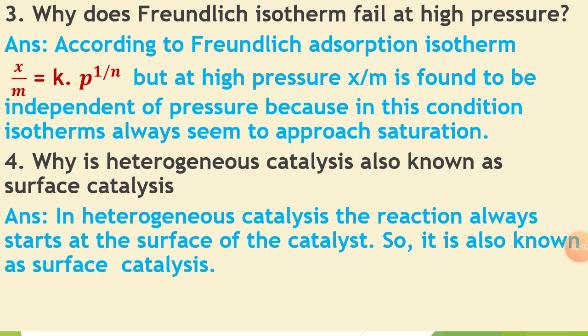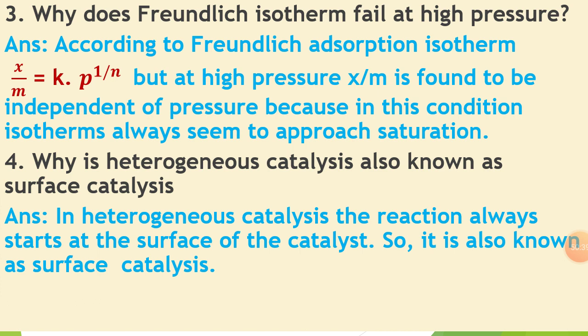According to the Freundlich adsorption isotherm, x by m equals k times p to the power 1 by n, but at high pressure x by m is found to be independent of pressure, because in this condition the isotherm always seems to approach saturation, and this pressure is known as saturation pressure. That means you can also write 1 by n equal to 0. In that condition x by m is directly proportional to p to the power 0. Power 0 means the value 1. So x by m is independent of pressure.